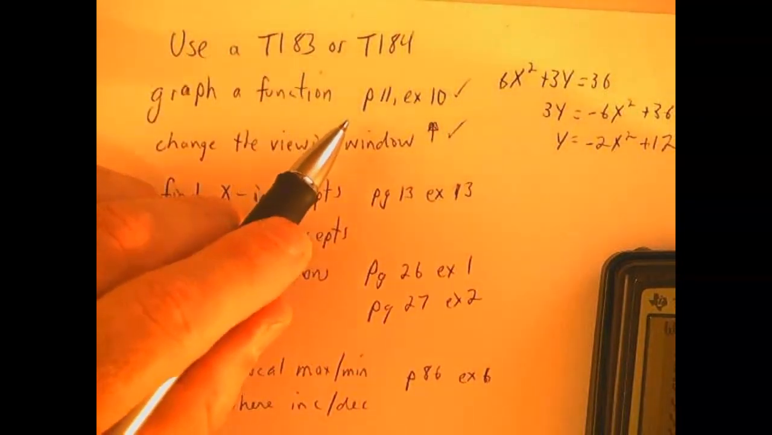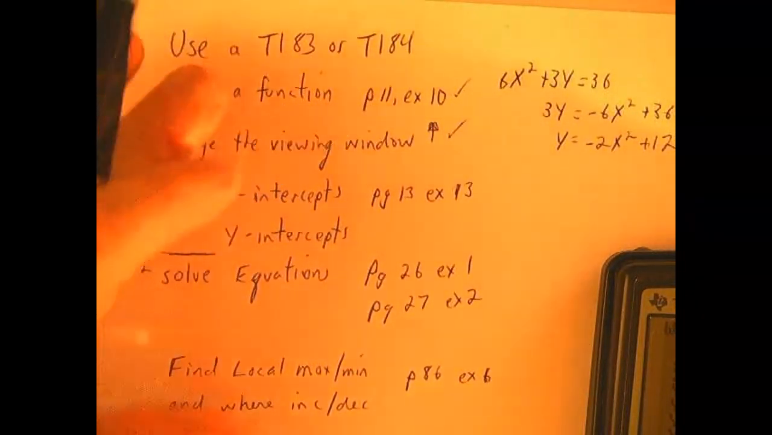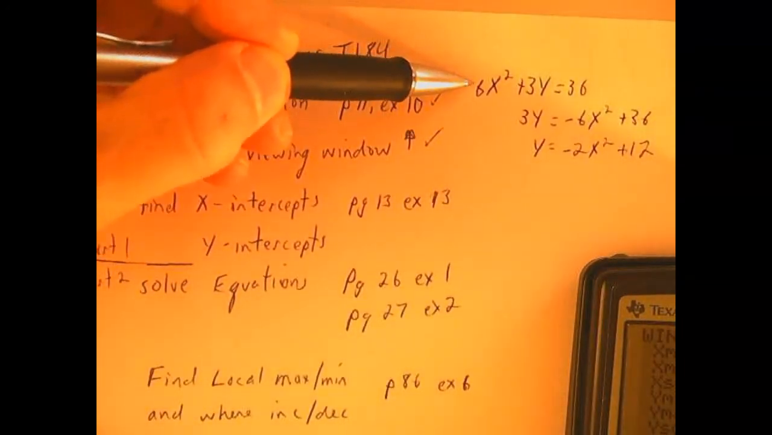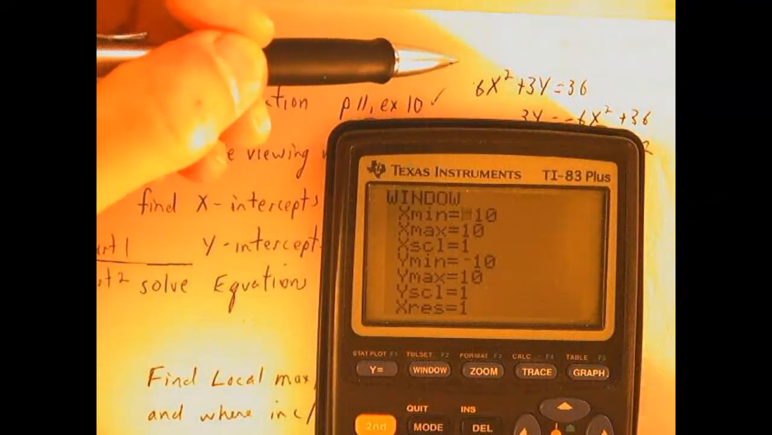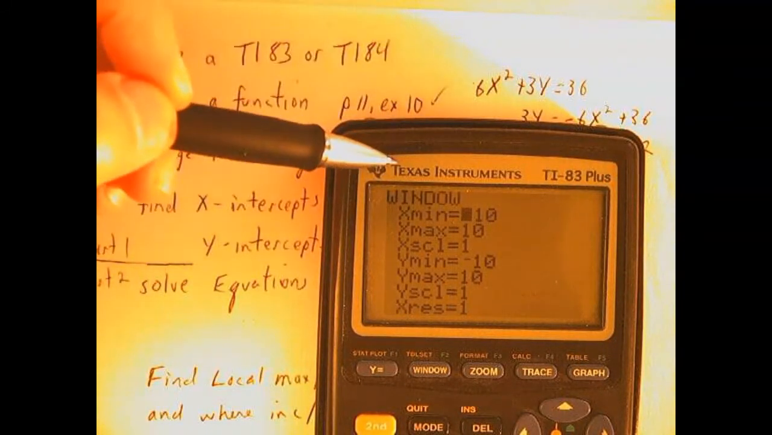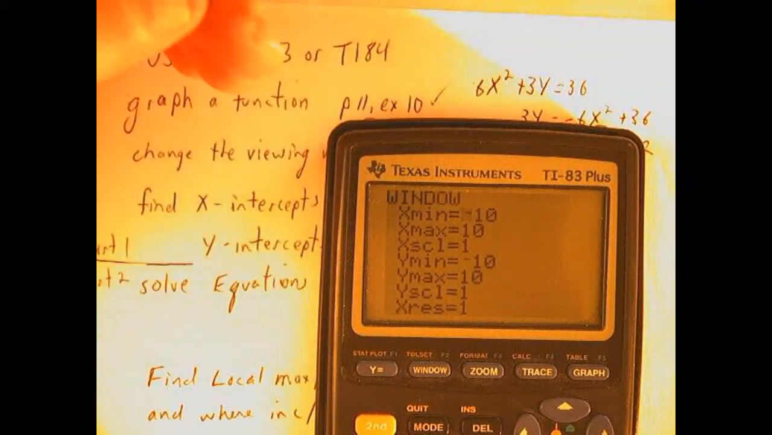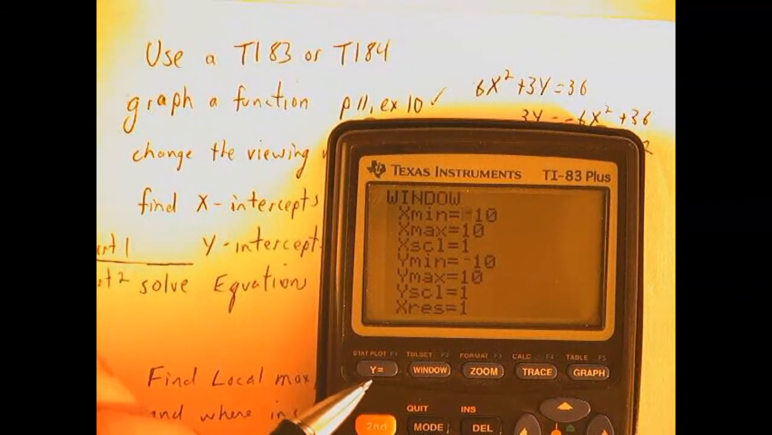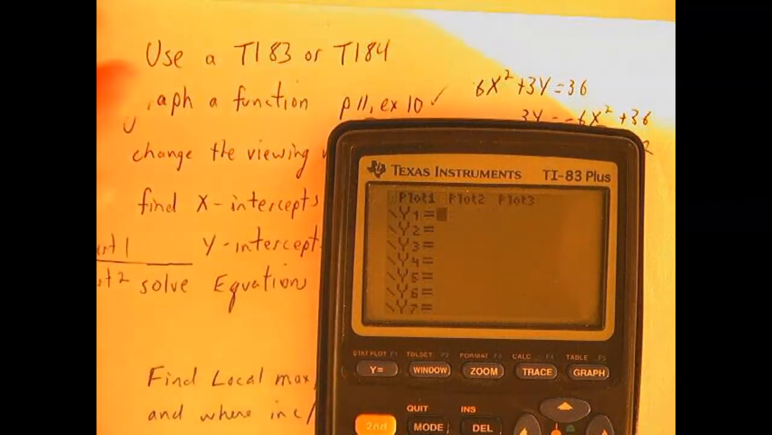Our first example is example 10 on page 11, where you're given this equation right here. One thing to be aware of is that these graphing calculators, another name for them is function graphers. They will not graph a non-function. They don't just graph any relation, only functions. When you push the y equals key, that kind of gives it away, because you can't have a y squared or a plus or minus. That's not a function. So we can only graph functions.